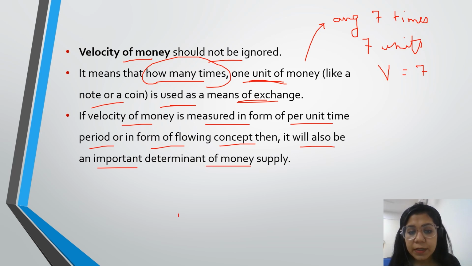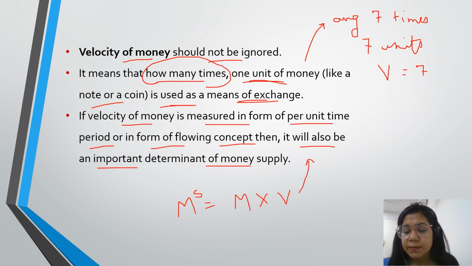If you remember, we had read that money supply is equal to the quantity of money into the circulation velocity, that is how many times the money is being circulated in the economy. And in this way, velocity also affects our money supply. So with this, we are finished with the topics of the unit.